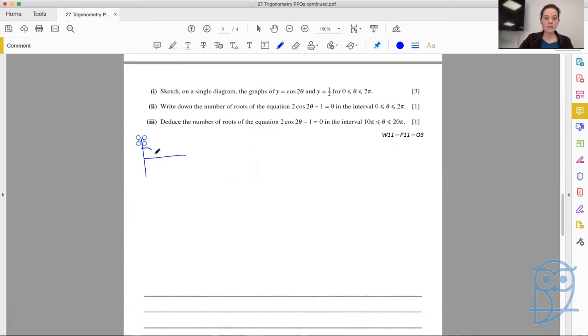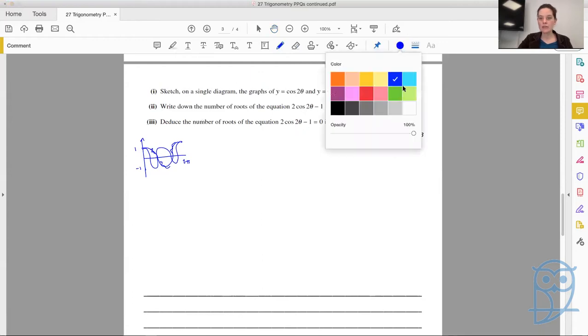Cos theta looks like that, right? From -1 to 1 up to 2 pi. But now cos 2 theta means we're going to fit 2 coses in that 2 pi. So we're going to go down, up, down, up. And now we've got a much more squiggly graph. And that's the end of it. No extra transformations.